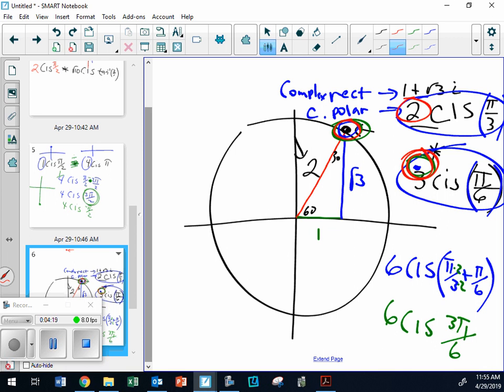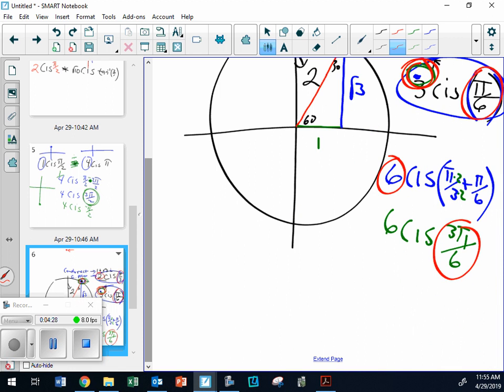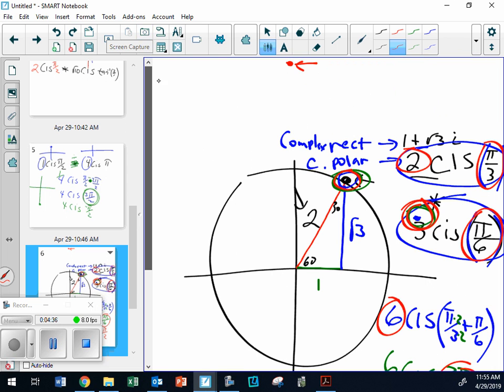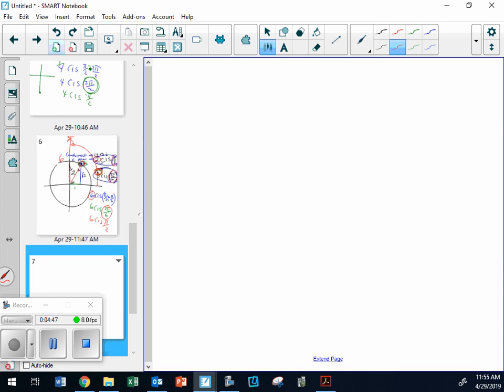2 times 3 makes 6. Pi over 3 plus pi over 6 makes, when you get the common denominators right, 3 pi over 6. And then I simplified that to 6 cis pi over 2. That's why pi over 2, the angle is straight up. It was up 6, and then the angle was pi over 2, because that's a 90-degree angle, right there. Okay, so let's see if you really understood that.